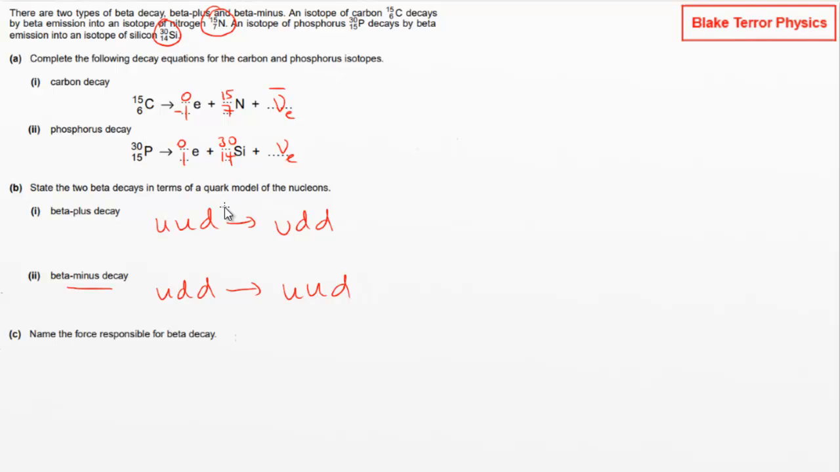And we can see that if you look at the beta plus one down the bottom here, the proton number has dropped. We've now only got 14. So one of those is still in the nucleon number, but it's not one of the protons, it's one of the neutrons. Name the force responsible for beta decay. That is the weak interaction, the weak force.